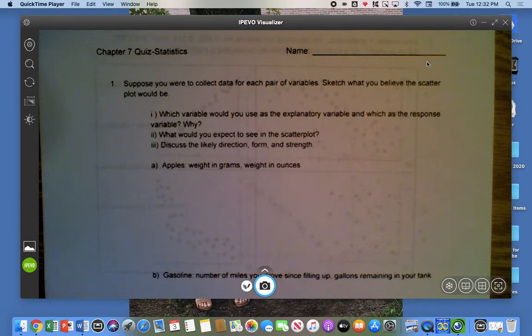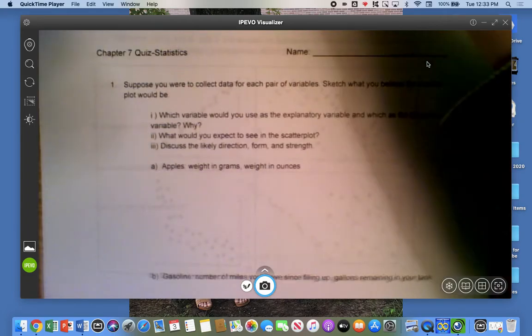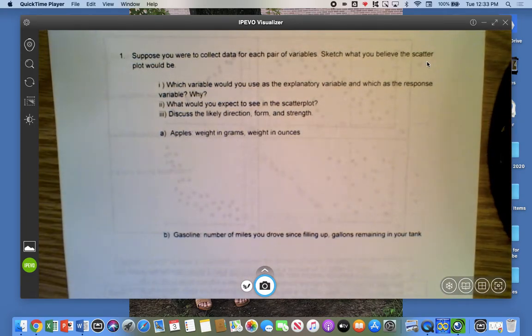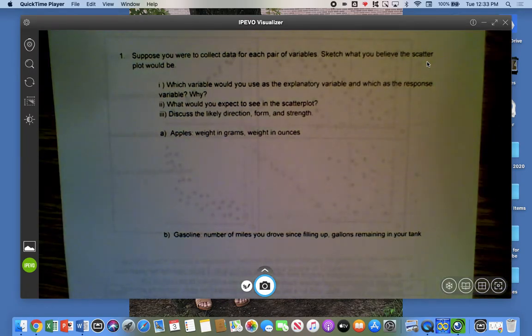All right, so we're going to go through some questions like Chapter 7, and whenever we are going through these, we are going to first decide which variable we would use as an explanatory variable, which one we would use as a response variable, and why, and then what we would expect the scatter plot to look like, and then lastly discuss the form, direction, and strength.